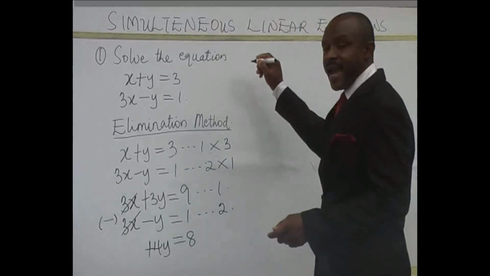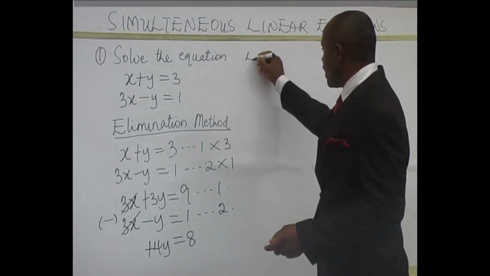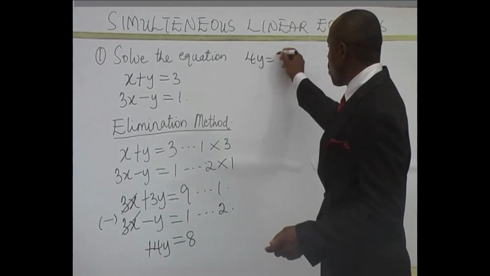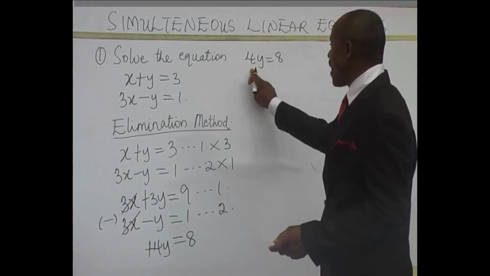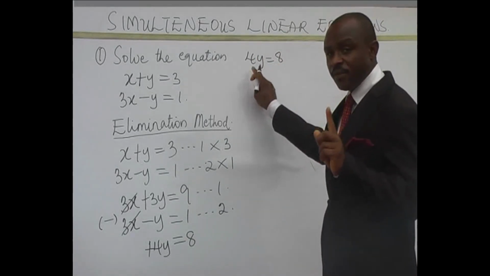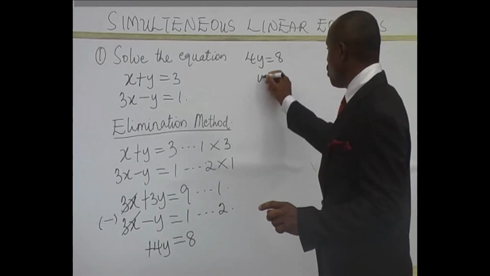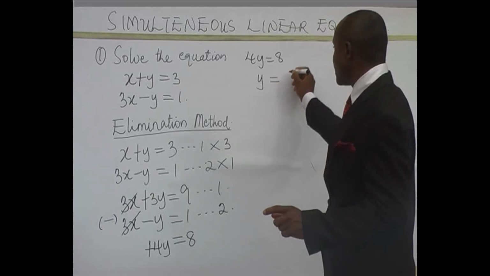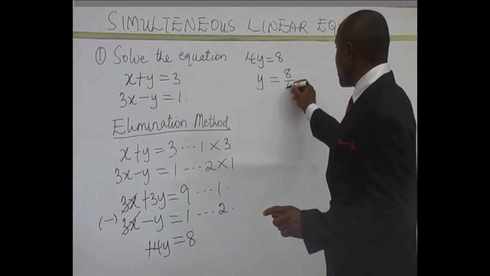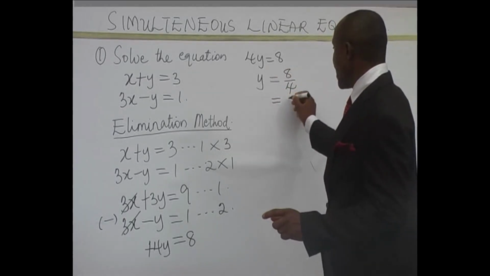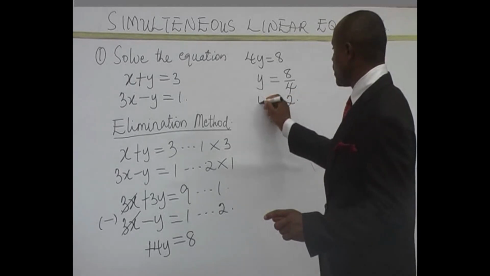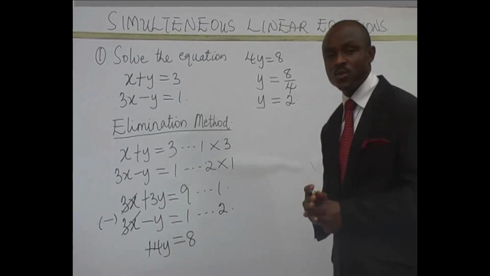If 4y is equal to 8, divide both sides by 4, so as to eliminate 4 as the coefficient of y on the left hand side. You will be left with only y on the left hand side, and on the right hand side you have 8 divided by 4. And 8 divided by 4 is 2. That means the value of y is 2.